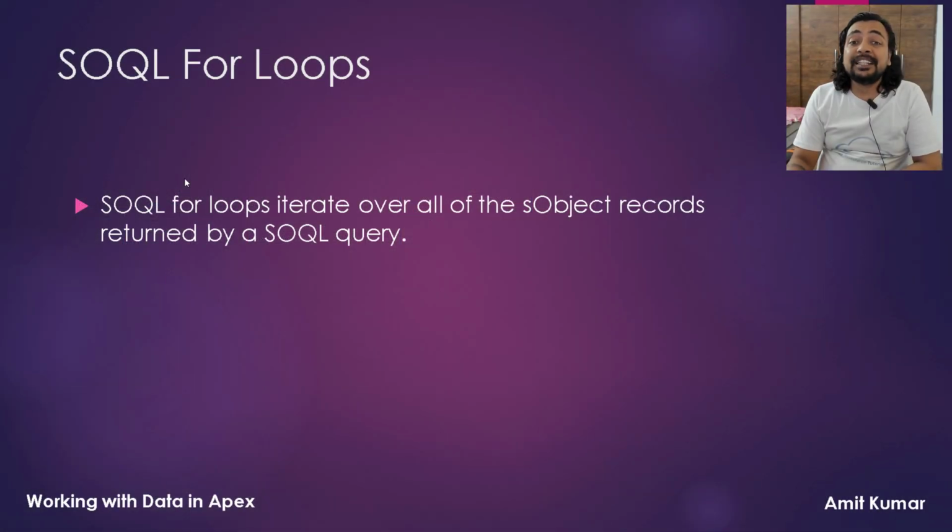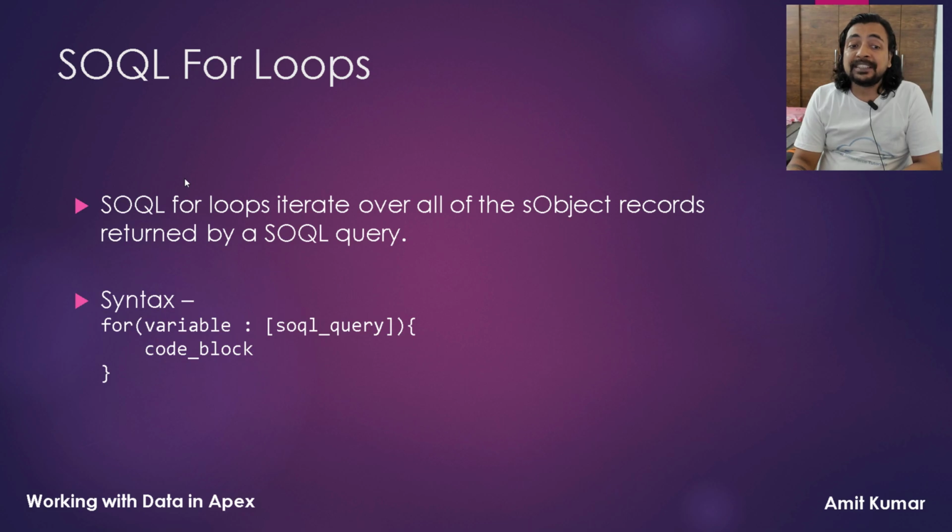SOQL for loops iterate over all of the sObject records returned by a SOQL query. The syntax of a SOQL for loop is like this: you write for, then a temporary variable, then a colon, and your SOQL query itself. Then you have a code block. This SOQL query results in records, and the temporary variable holds one record at a time. So the data type of the temporary variable depends on the object on which you are performing the SOQL query.